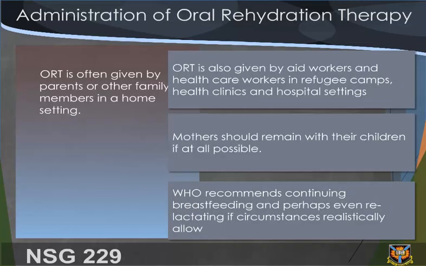ORT is often given by parents or other family members in a home setting. ORT is also given by aid workers and healthcare workers in refugee camps, health clinics, and hospital settings. Mothers should remain with their children if at all possible. WHO recommends continuing breastfeeding and perhaps even relactating if circumstances realistically allow.